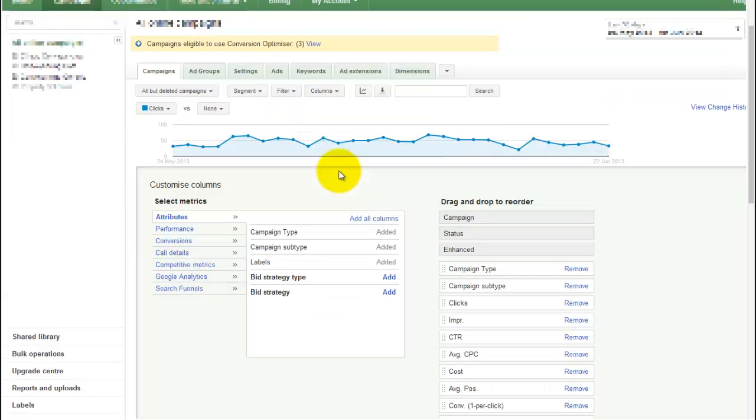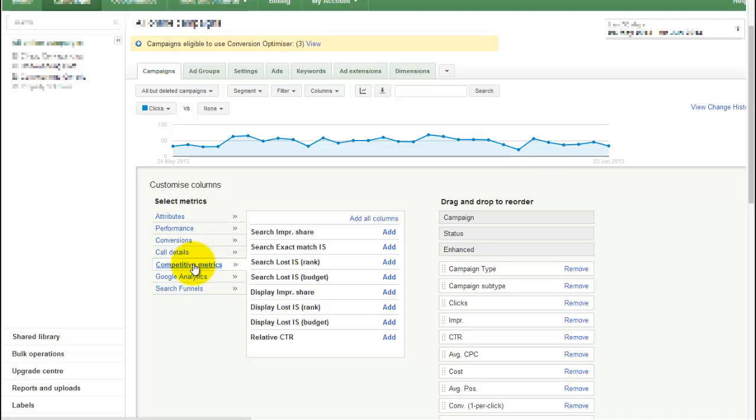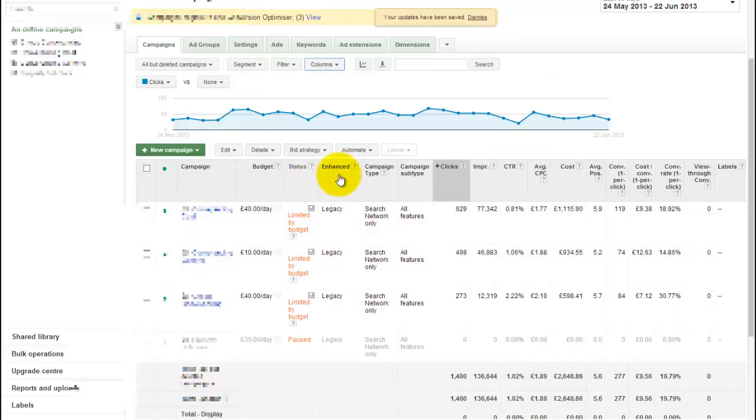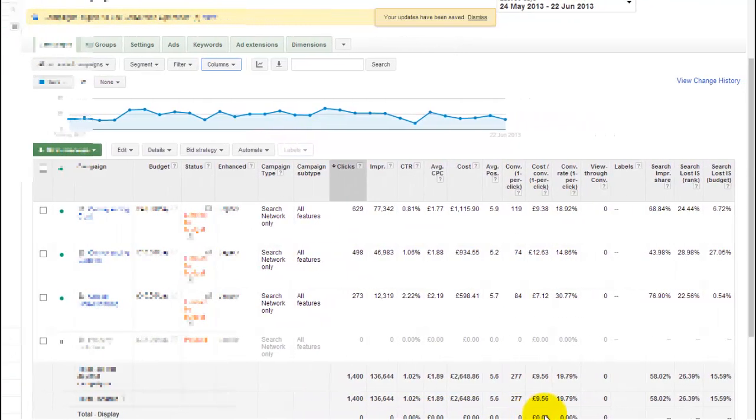So how do we look at impression share? We go to columns, we want to look at competitive metrics, we want to look at search impression share, and we want to know what we've lost through rank. That's through quality of our ads, relevance to keywords, bidding high enough to be on the first page of Google, and we want to know the impression share we've lost through budget, not enough money in our account, or not enough daily budget to support the clicks we would otherwise have. So let's just scroll across.